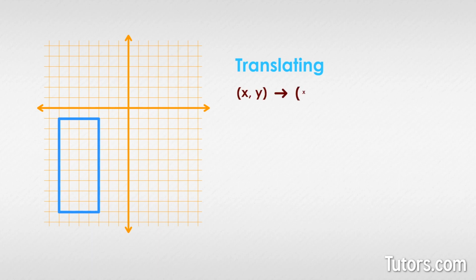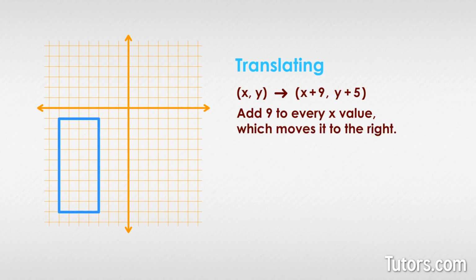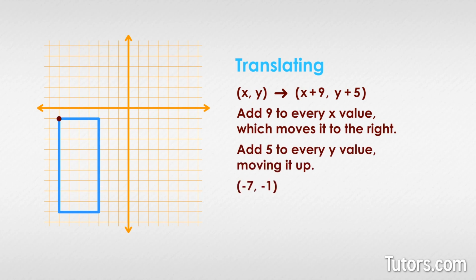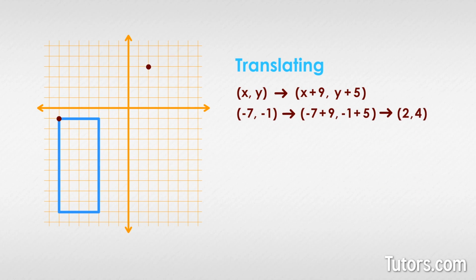Mathematically, the instructions look like this. This tells us to add 9 to every x value, which moves it to the right, and it tells us to add 5 to every y value, moving it up. Let's start with the point at -7, -1. We add 9 to our x value of -7, which gives us a new value of 2. And we add 5 to our y value of -1, giving us a new value of 4. The new coordinates for this vertex are 2, 4. Now, do the same mathematics for each vertex and then connect the new points in quadrants 1 and 4.